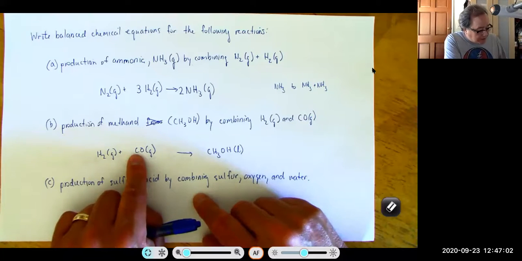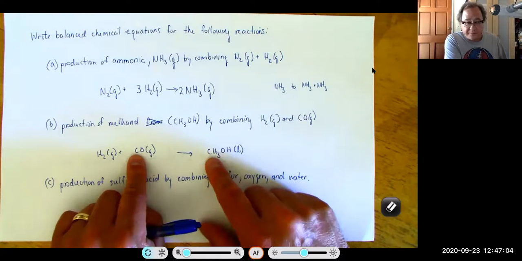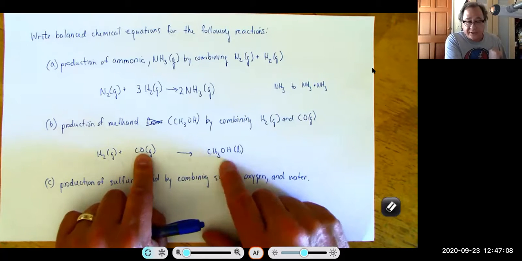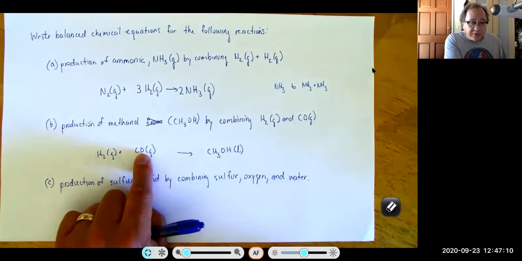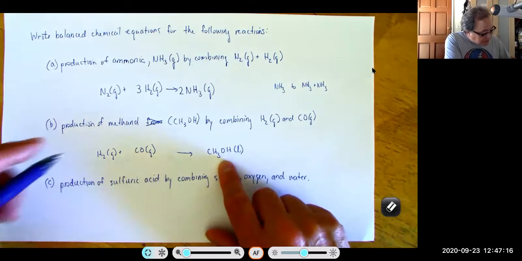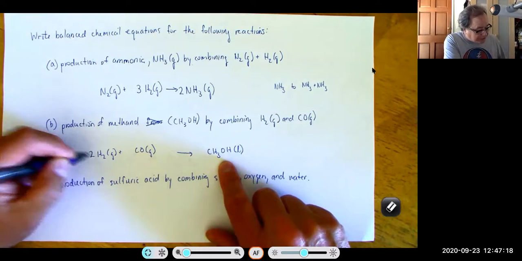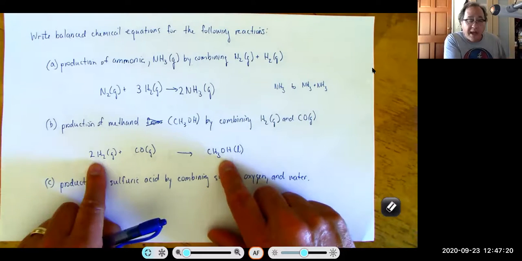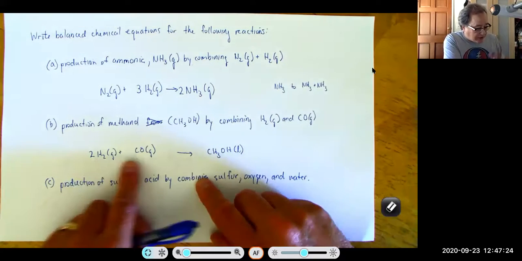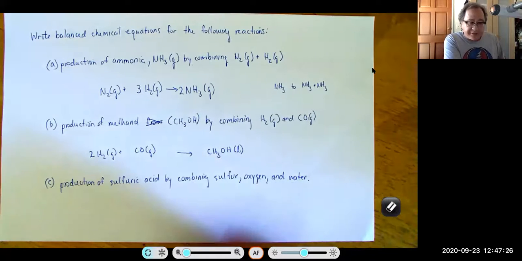Carbon, there's 1 here. Carbon, there's 1 here. That's good. Oxygen 1 here. Oxygen 1 here. That's good. So now I'm going to do my hydrogen, and there's 4 here. So if I change the number here to a 2, I will have 4 hydrogens, and I don't need to go back and check my carbon and my oxygen because I did not change the coefficient there. So this is balanced. Any questions?